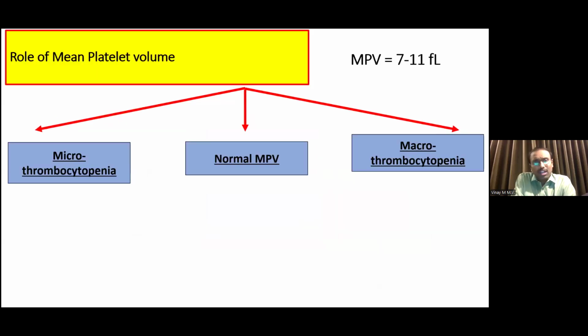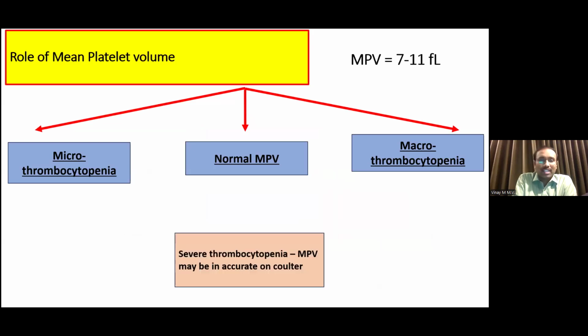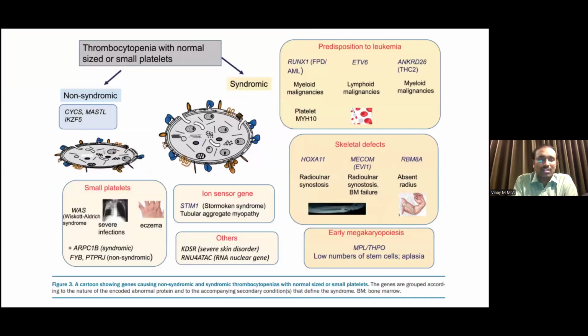Whenever we are evaluating, there is utility in the mean platelet volume, based on which we can classify them as microplatelets, macroplatelets, or normal size platelets. With severe thrombocytopenia, many times MPV may not be accurately obtained on the Coulter. So it's good to speak to the pathologist and ask, amongst the platelets they are seeing, whether they feel they are small or large. Based on the size of platelets, a few genetic conditions may be seen. I'll not label all of them.